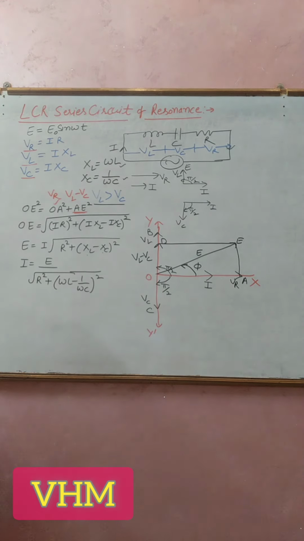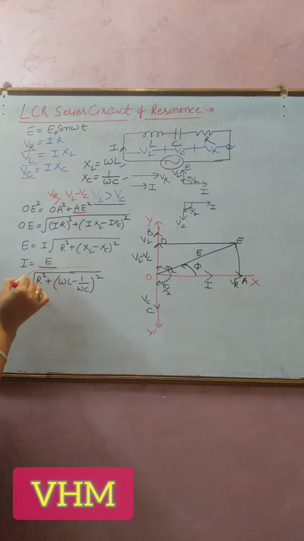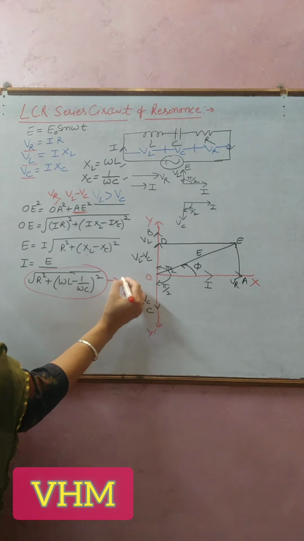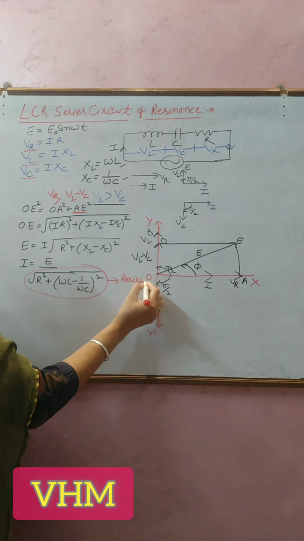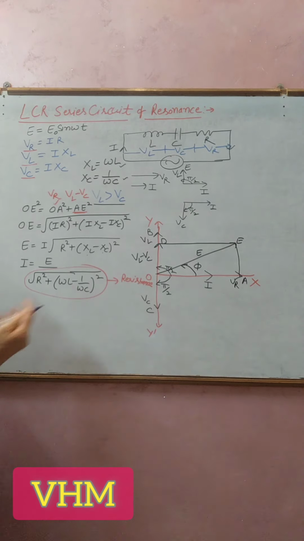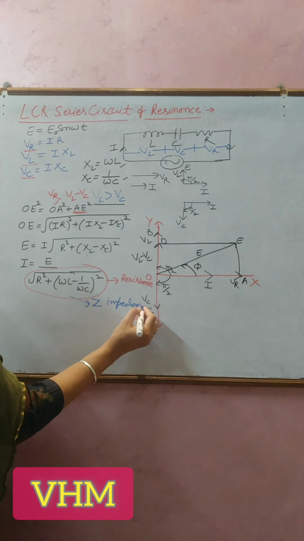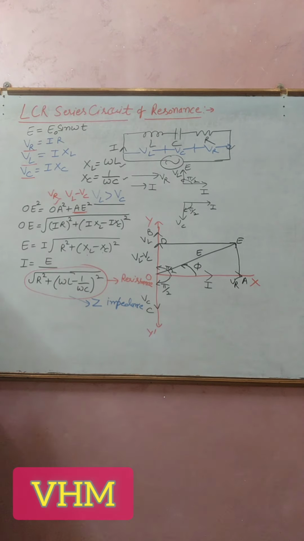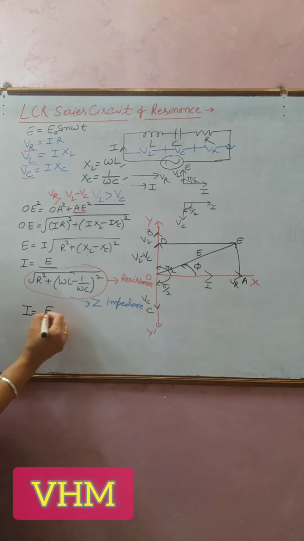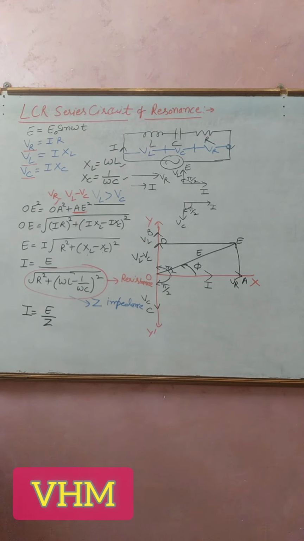Now this component has the dimensions of resistance. It is the total resistance of the combination, called impedance, represented by the letter Z. What we got is that the current is E by Z, where Z is the impedance of the LCR series circuit, the net resistance offered by the series circuit when the alternating current passes through it.